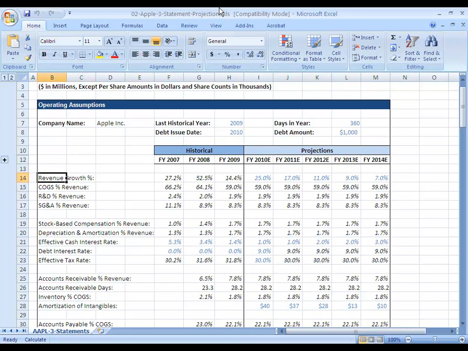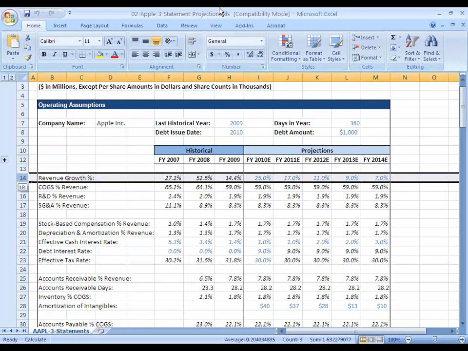Another common question is how do you project revenue for a company? And there are basically three ways you can do this. Method one is what we have right here, where we just assume a simple growth percentage. So we assume that it grows by 10% or 15% or 20% each year.